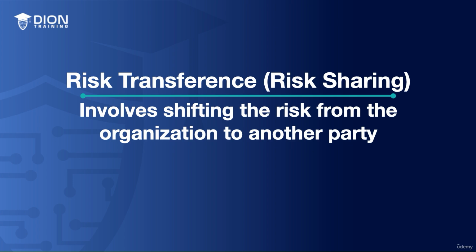Transferring a risk involves shifting the risk from the organization to another party. This is typically done through insurance or contract clauses. By far, insurance is the most common method of risk transference. When you purchase an insurance policy, you are transferring the risk of a potential loss to the insurance company in exchange for a fee, known as the premium.